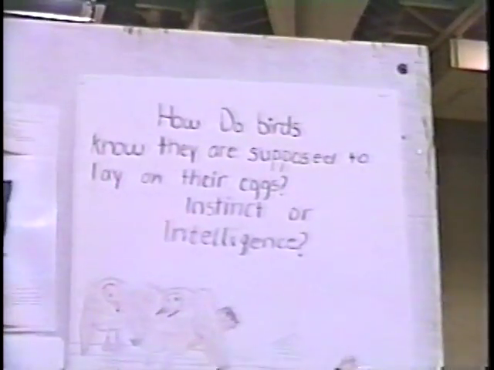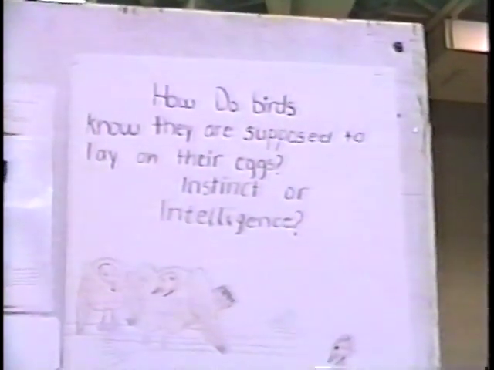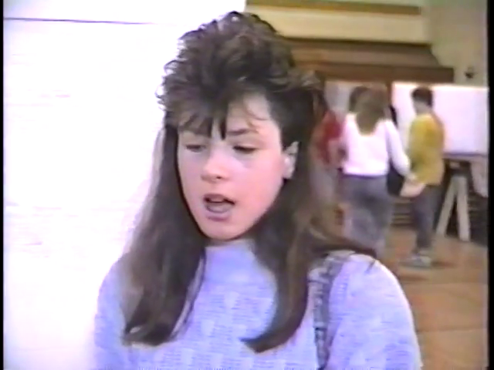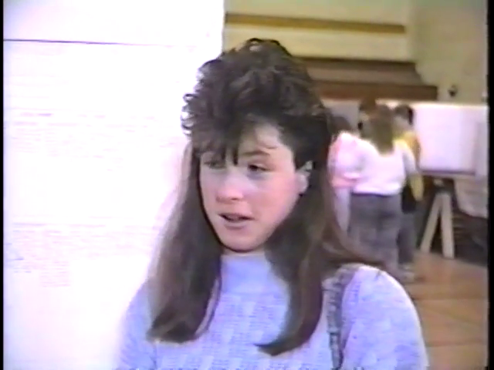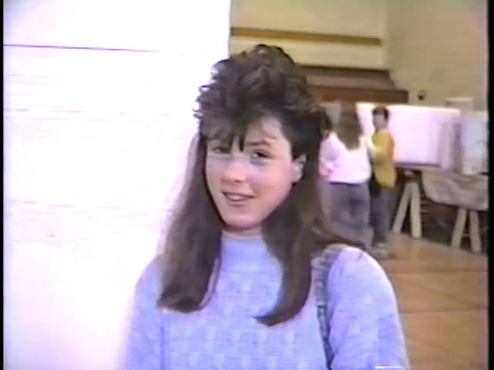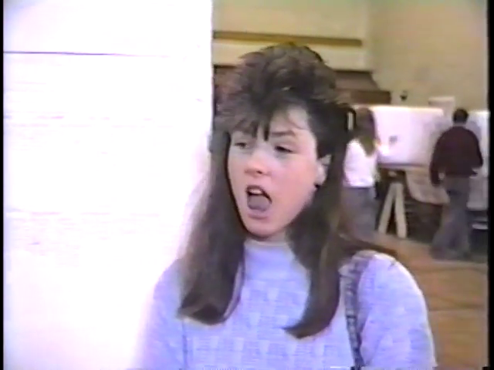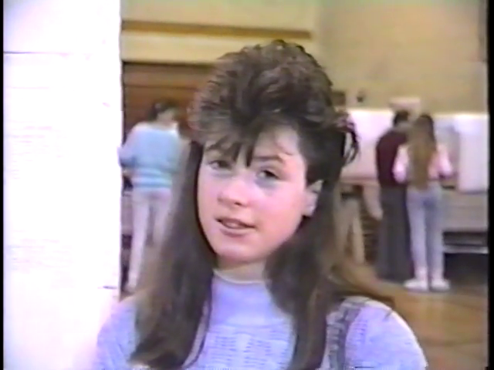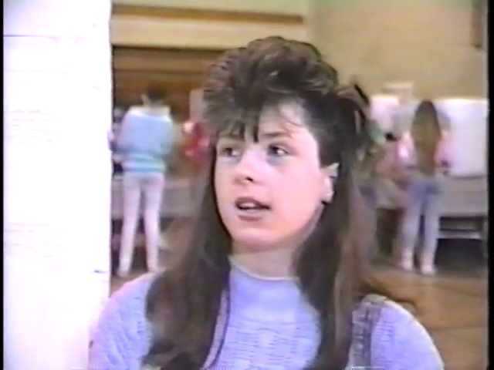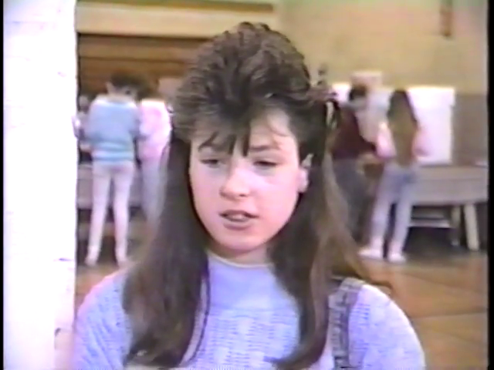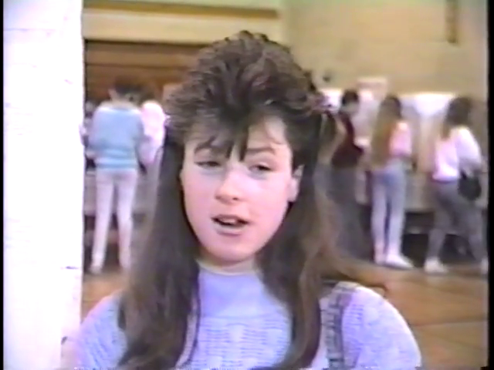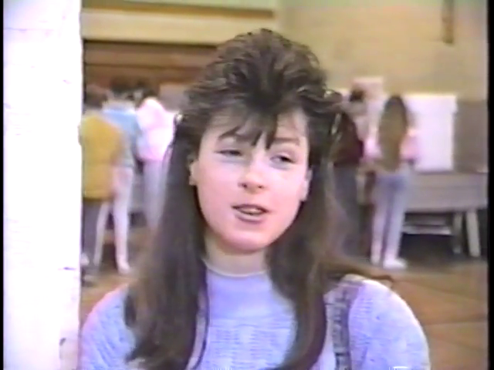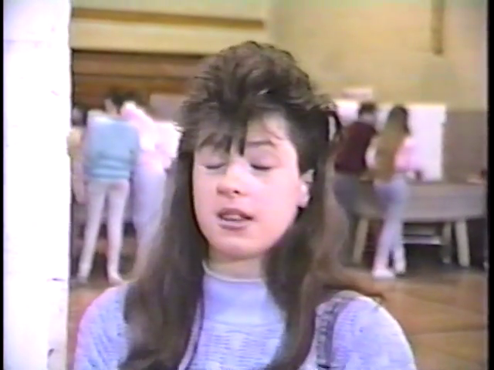So let me just see what your project is here. How do birds know they're supposed to lay on their eggs? All right, well, how do they know? I came to the conclusion that it cannot be their intelligence because they're stupid. So how do they know to lay on their eggs? It's instinct. And how did you find that out? Because I put a clay egg in the nest to see if they would lay on it, and they did. And then I took a regular egg from my refrigerator, put it in the nest, and tried to lay on that too. So I came to the conclusion that it can't be intelligence.